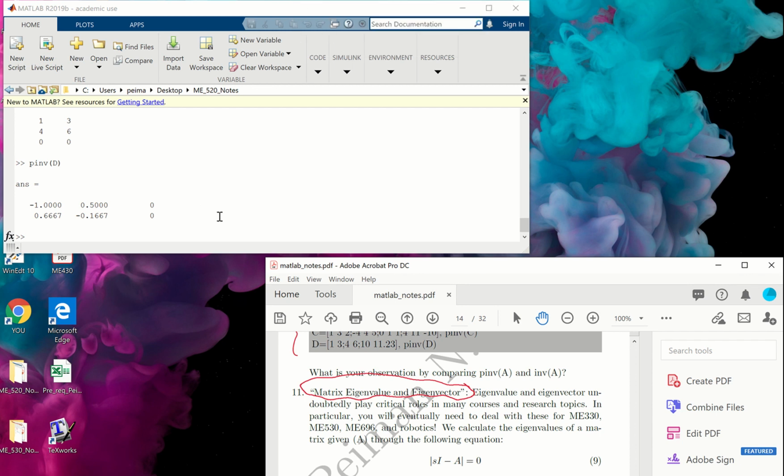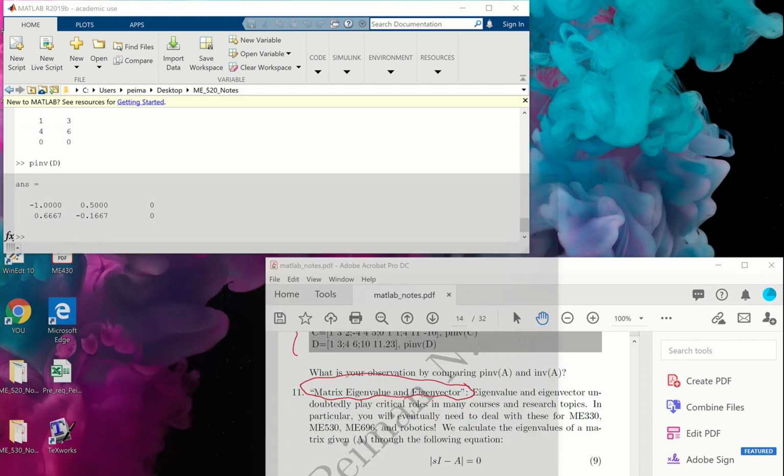Eigenvalues and eigenvectors undoubtedly play critical roles in many courses and research topics. In particular, you will eventually need to deal with these at SDSU, San Diego State: ME330, ME530, ME696, and robotics ME596. So you see, four courses. We calculate the eigenvectors of a matrix A through the following command. Let me go to MATLAB and teach you first.